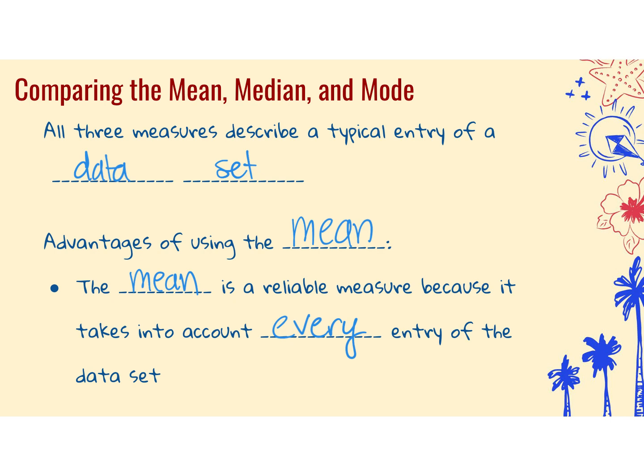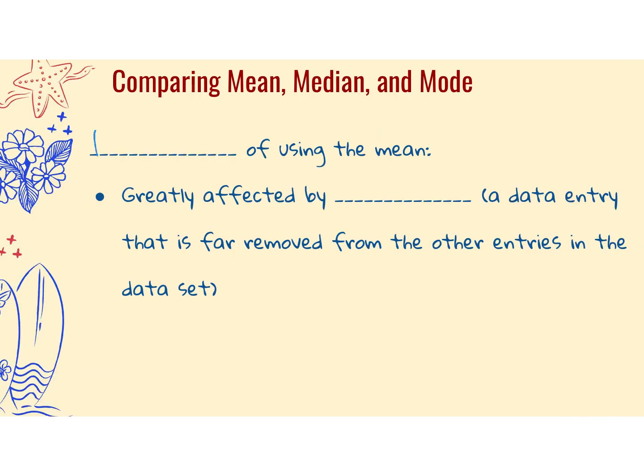But that can also be a disadvantage. The disadvantages of using the mean is that it can be greatly affected by outliers. These are data entries that are far removed from the other entries in the data set. And we've seen some of those in the graphs that we've been talking about.